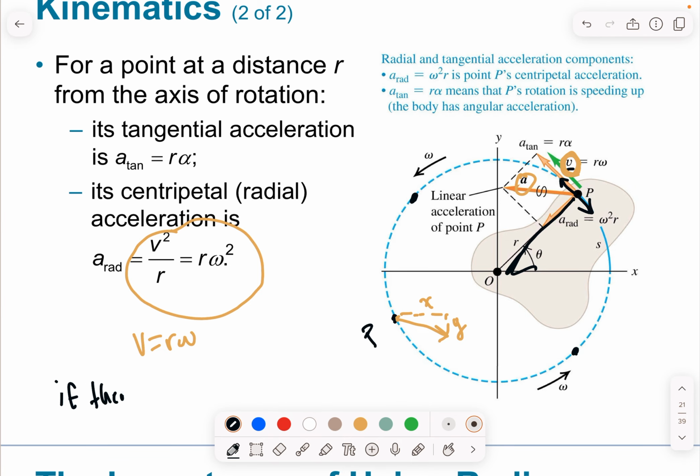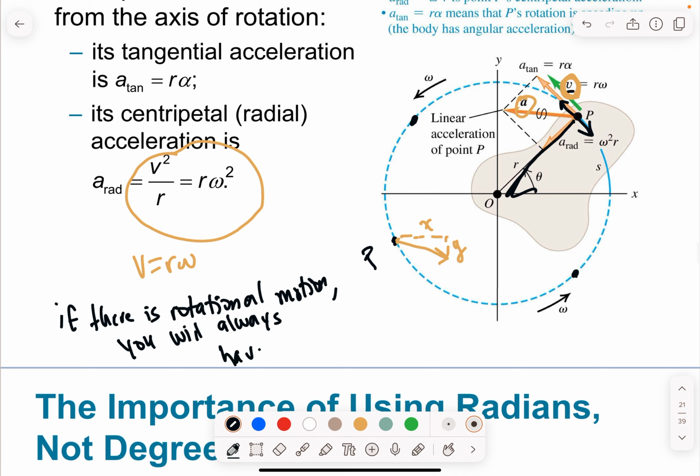If there is rotational motion, you will always have a_rad. A_rad pops up because your x and your y are changing directions. Not necessarily that v is changing. The magnitude of v doesn't need to change, but the direction that the velocity vector points changes, which it must do when rotating, so you're going to get a_rad.